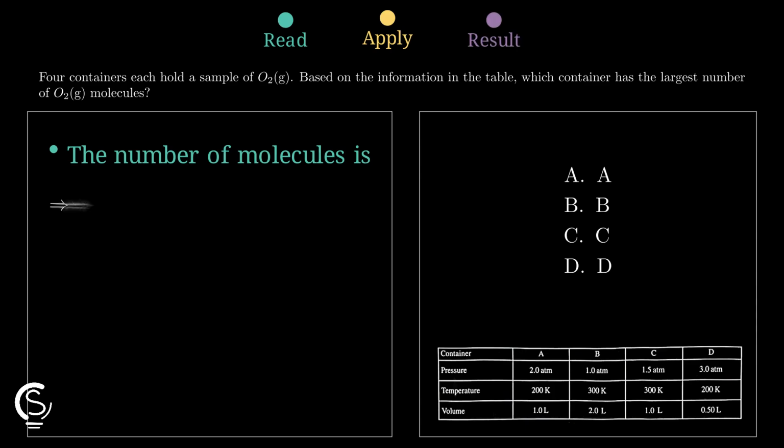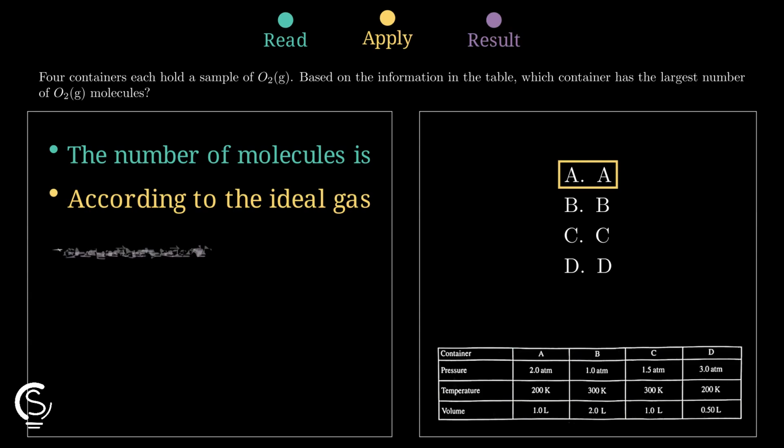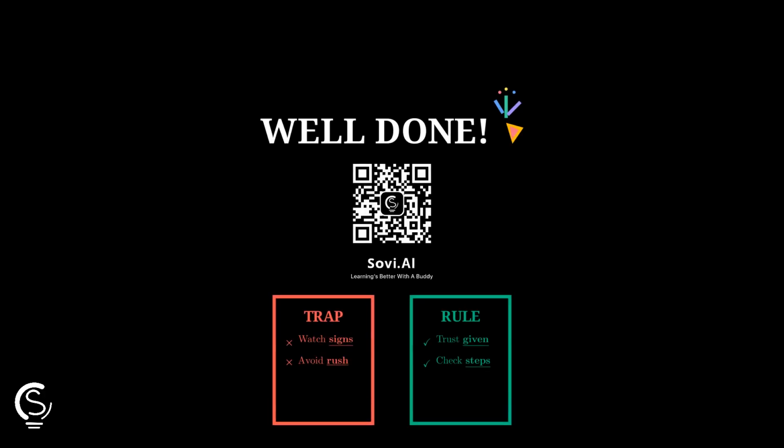Now compare each container using the PV over T ratio. The largest ratio means the most O2 molecules, pointing straight to container A. Well done! Option A. Scan now, avoid rushing signs, trust given values, and check steps, because the biggest PV over T ratio gives the most molecules.